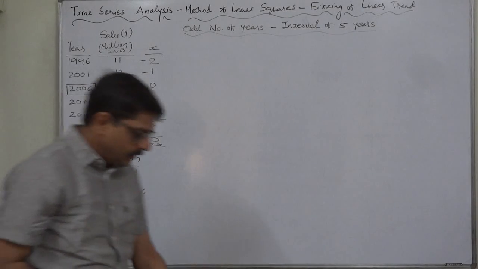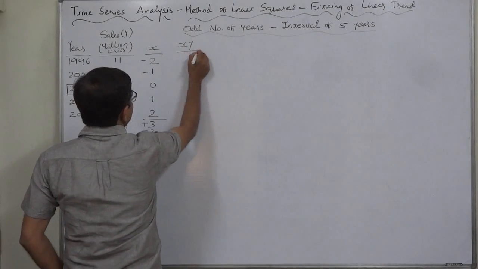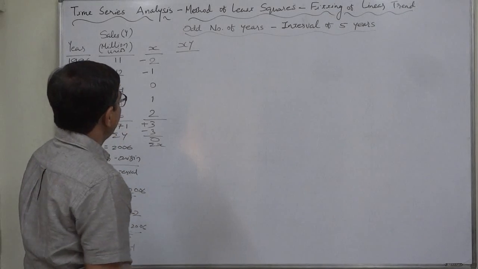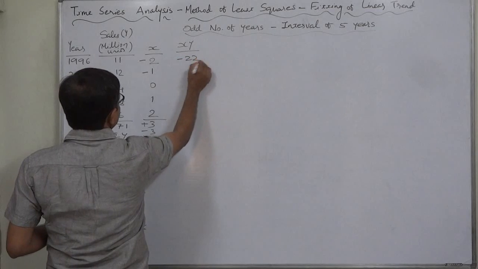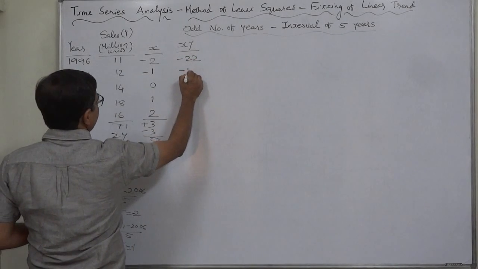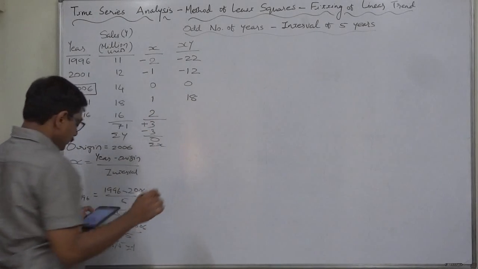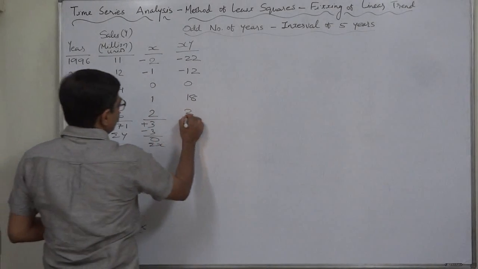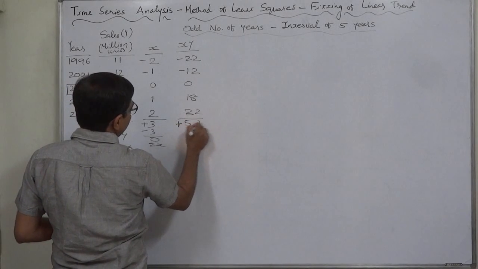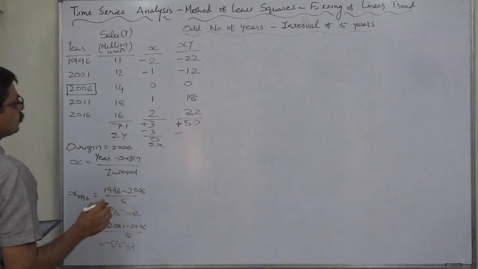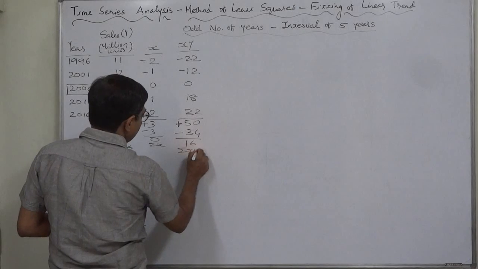Now as we know, we need the summations of two more columns. xy, that will be 11 into minus 2, minus 22, 12 into minus 1, minus 12, 14 into 0, 0, 18 into 1, 18, and 16 into 2, 32. The positive total is 18 plus 32, 50. Negative total is 22 plus 12, 34. So ultimately it is 16, sigma xy.